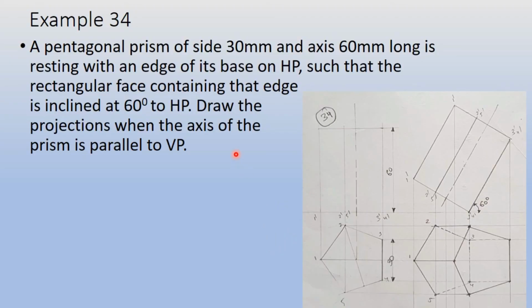So this is the final solution of example number 34. As you can see here, this was our assumption that it is directly standing on the HP. This way it is very light, 2H pencil. But the main thing you have to observe here is that the face which is inclined at 60 degrees to the HP.